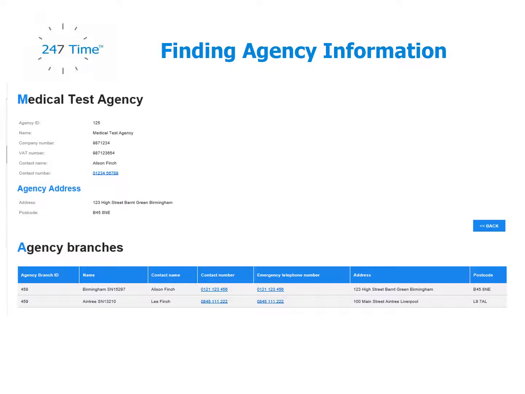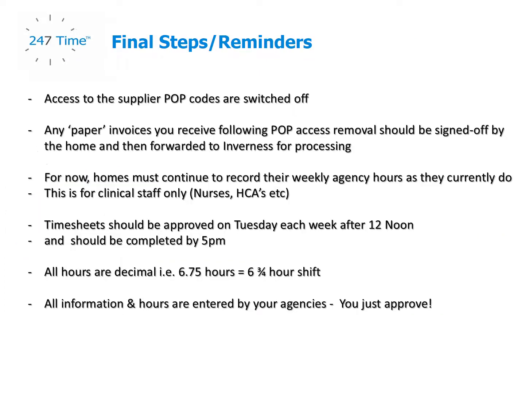We've designed 247 Time to be primarily just a point and click system. Okay, so just finally, just to wrap up, the PO codes are now switched off, and invoices now shouldn't come from any agency. And again, part of our training is to educate them that 247 Time is a self-billing system. Therefore, they shouldn't just print off an invoice and send it to you anymore.